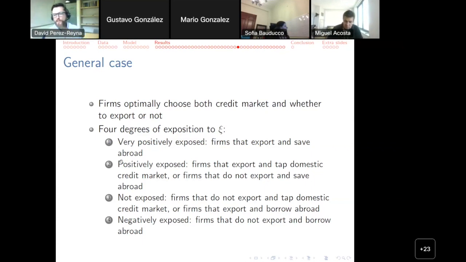So if we analyze both decisions, there are going to be certain levels of exposition, but we can group them in 3 groups. The firms that are better off with a depreciation are going to be firms that are exporting because they have higher income and are saving abroad. Or some combination, like they are exporting but they tap the domestic credit market, or they're saving abroad and they don't export. There are going to be some firms that are not exposed to the exchange rate. These are going to be the firms that have no access internationally, so they tap the domestic credit market and they don't export. And there are going to be firms that are negatively exposed. These are the firms that don't export and they borrow from abroad.